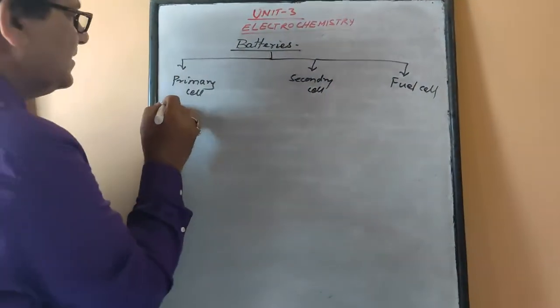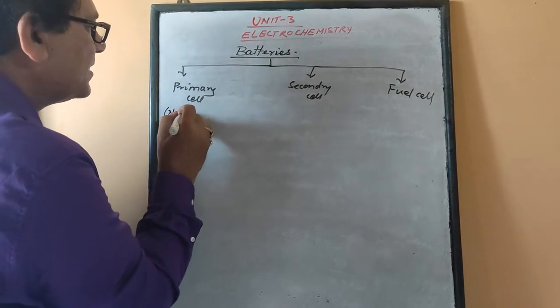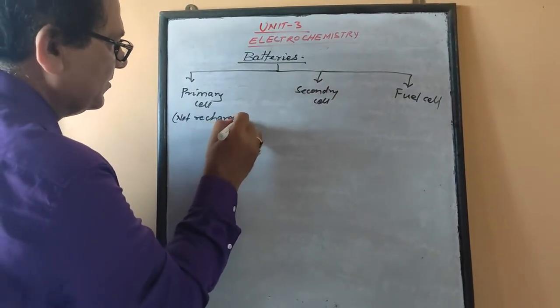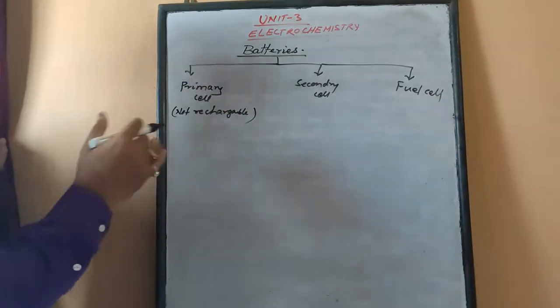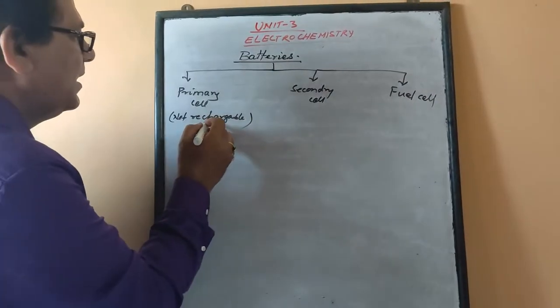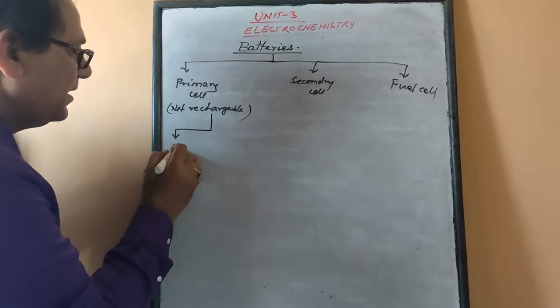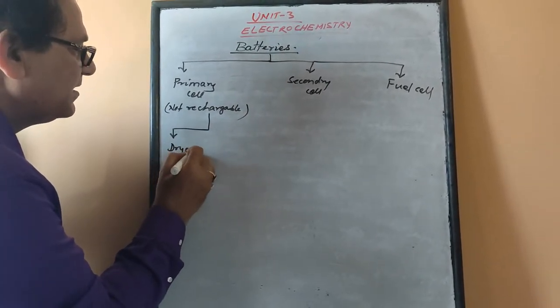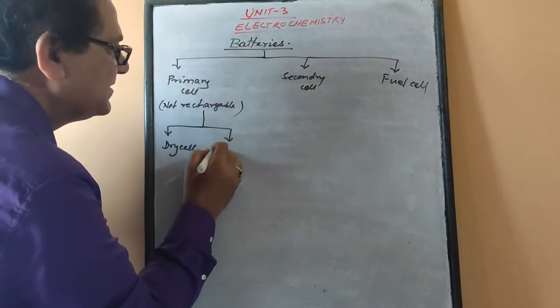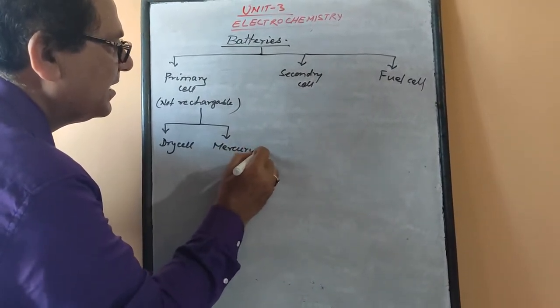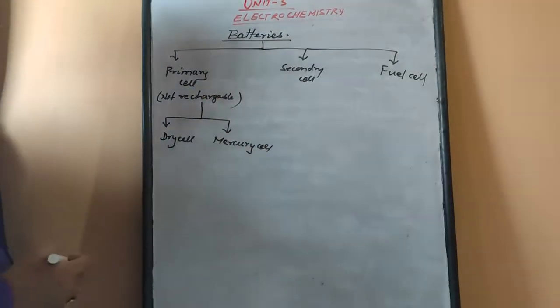Primary cells are not rechargeable. They are only use and throw. These are of two types. First is the dry cell and second is the mercury cell, or button cell.